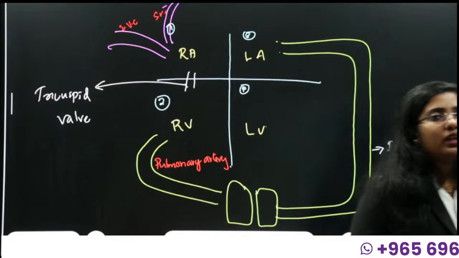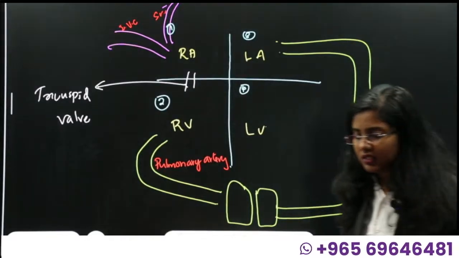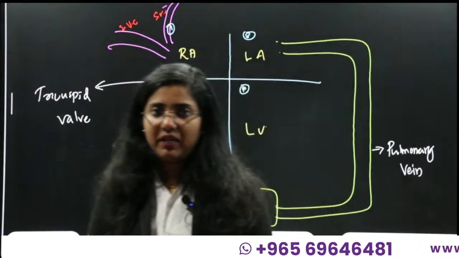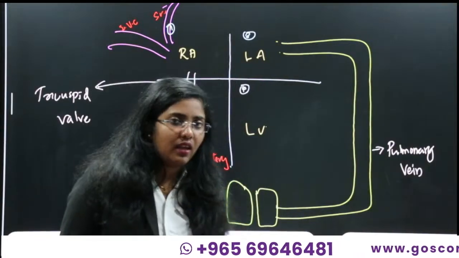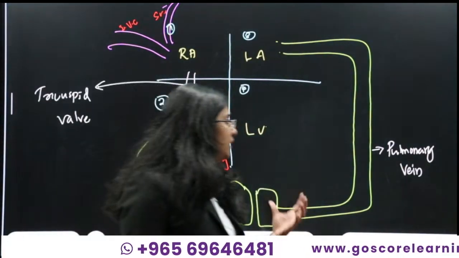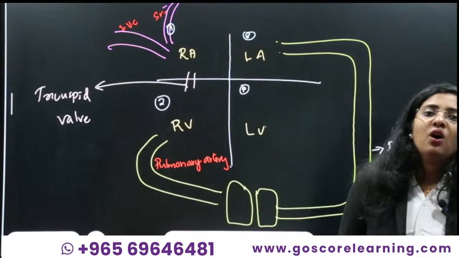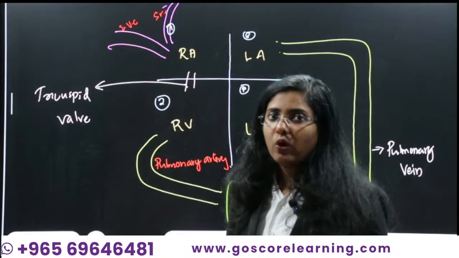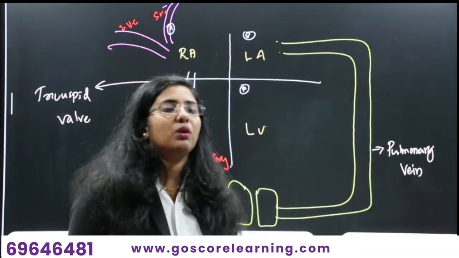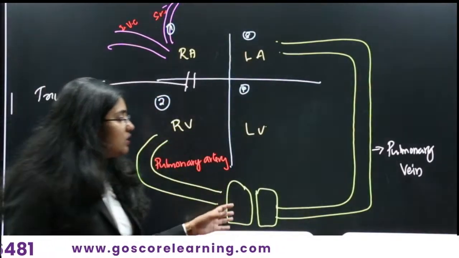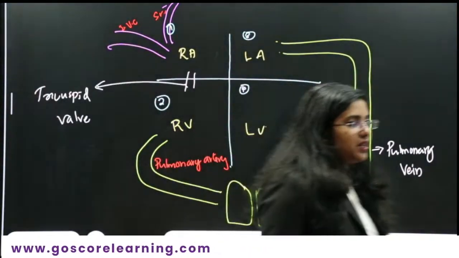Usually, what is the role of veins? Veins carry the deoxygenated blood. But there is an exception in this case. What is that exception? They are the pulmonary veins. Why have they been segregated into an exception? That is because they carry only the oxygenated blood.